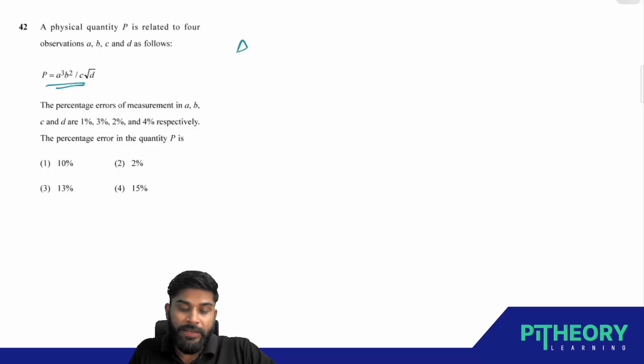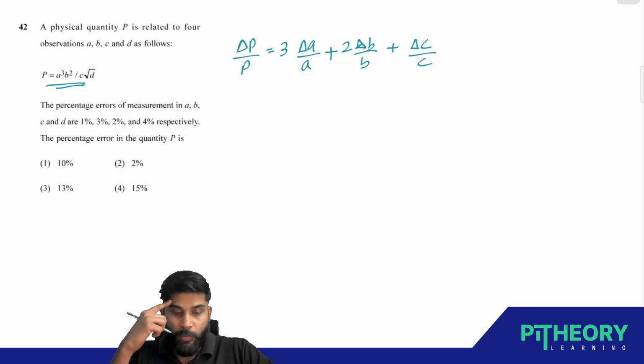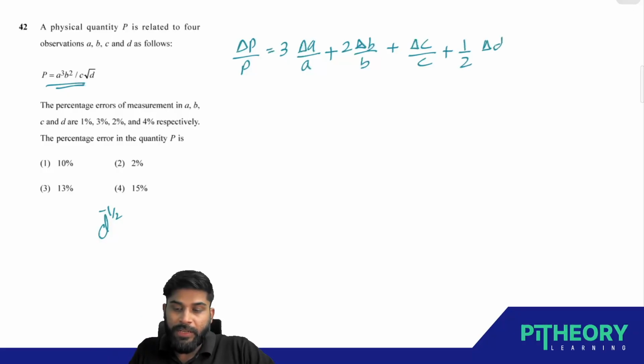We have the fractional error delta P by P, correct? What is fractional error? Delta P by P. You can write it as equal to what? Since the relation is proportional to A cube, you can write it as 3 delta A by A plus 2 delta B by B. In the case of C, whether it is positive or negative power, you have to take it as positive only, correct? Even though it is in the denominator. Plus delta C by C, because C to the power 1 is coming. What about the power of D? D to the power minus half it is. So whether positive or negative, you have to take it as plus only. You'll be getting 1 by 2 delta D by D.